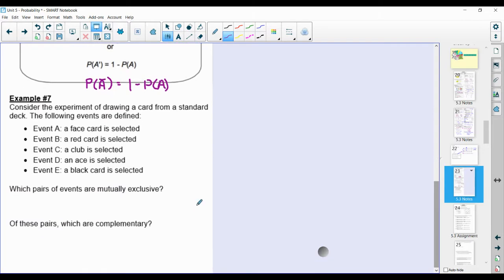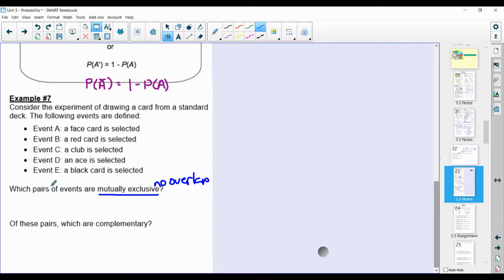So let's look at this example here. It says, consider the experiment of drawing a card from a standard deck. The following events are defined. So event A is a face card being selected, B is a red card, C is a club, D is an ace, and E is a black card. So the question is, which pairs of events are mutually exclusive? In other words, which ones have no overlap? Okay. You may want to pause the video and try some on your own, but I'm going to go through the answers here right away.